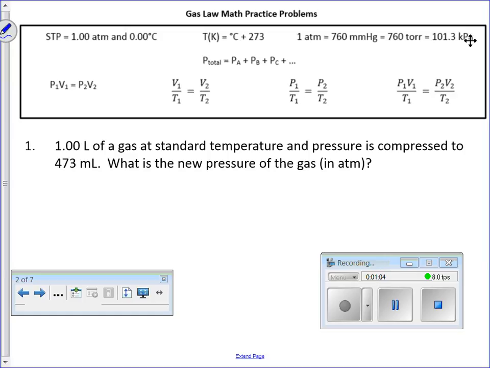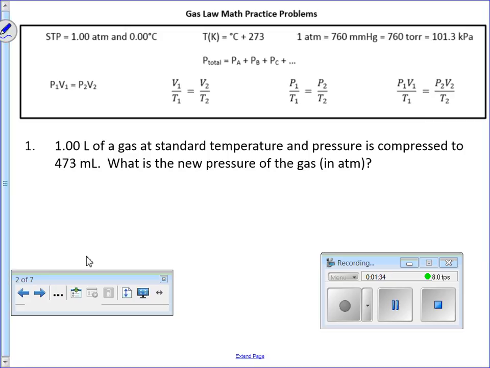Over here, you have your equalities for pressure. So 1 atm is equal to 760 millimeters of mercury, which is also equal to 760 torr, which is also equal to 101.3 kilopascals. In the middle, you have Dalton's law of partial pressure, and I'll talk about that when we get to problem number 17 or 19. And then along the bottom, you've got your regular gas laws. Okay, and I'm going to show you how to work these.